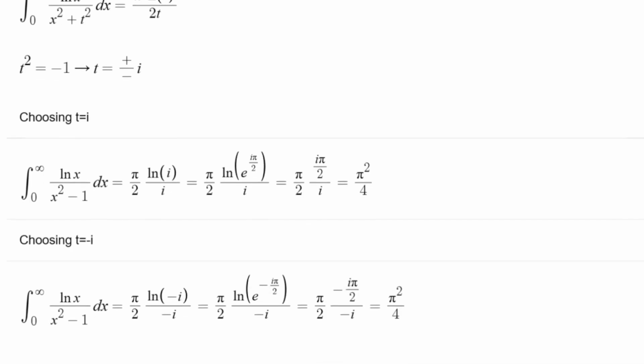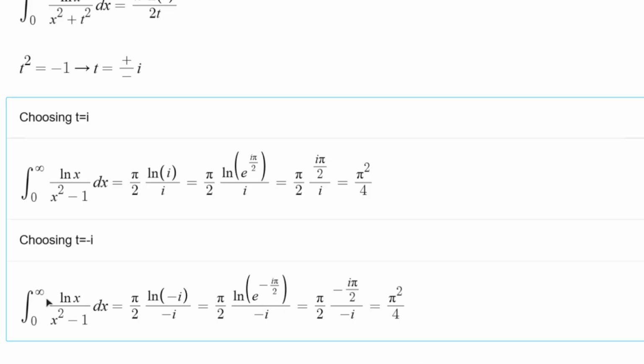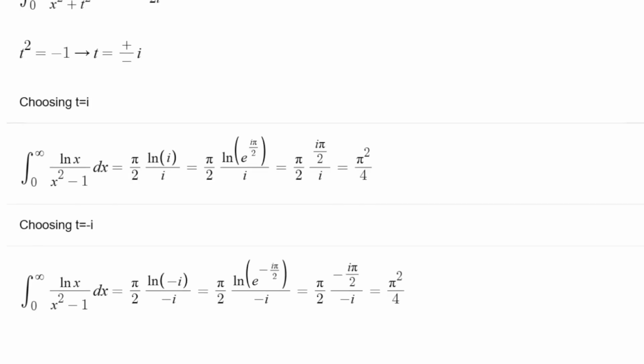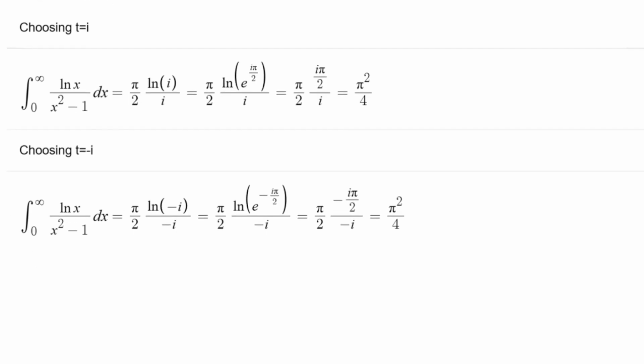And you get the same thing if you plug in -i. I just wanted to show that. It's the same process, and you still end up with pi squared over 4. All right, so now we've shown that the integral from 0 to infinity of natural log x over x squared minus 1 is equal to pi squared over 4.